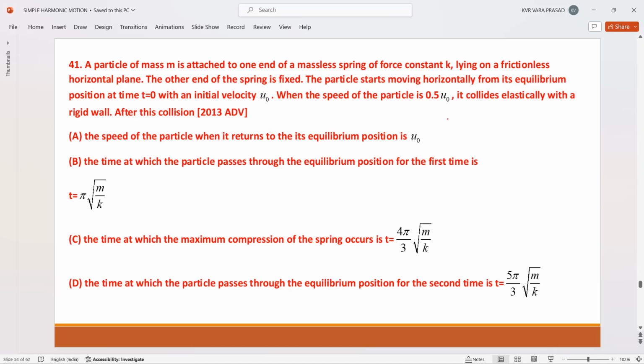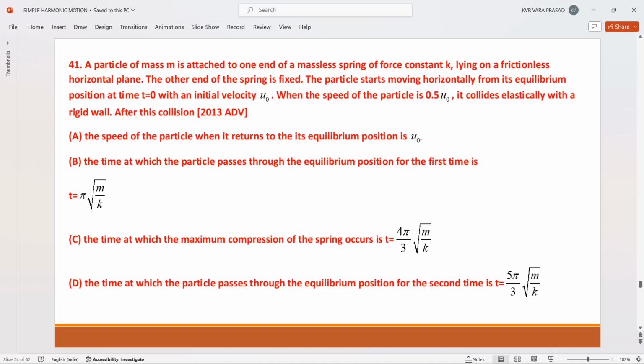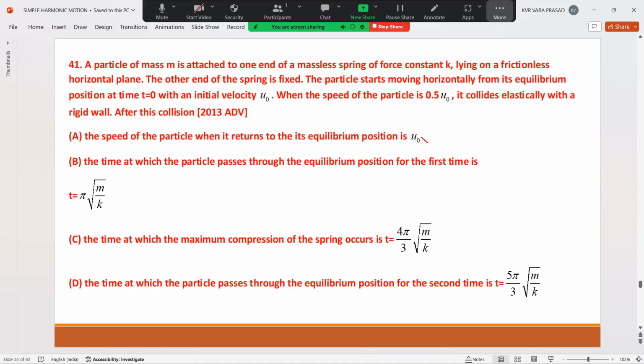When the speed of the particle is 0.5 u0, meaning the velocity becomes half, it collides elastically with a rigid wall. After this collision, see the options. Option A: the speed of the particle when it returns to its equilibrium position is u0. We can say this directly by using energy conservation. Given it collides elastically, there is no energy loss.